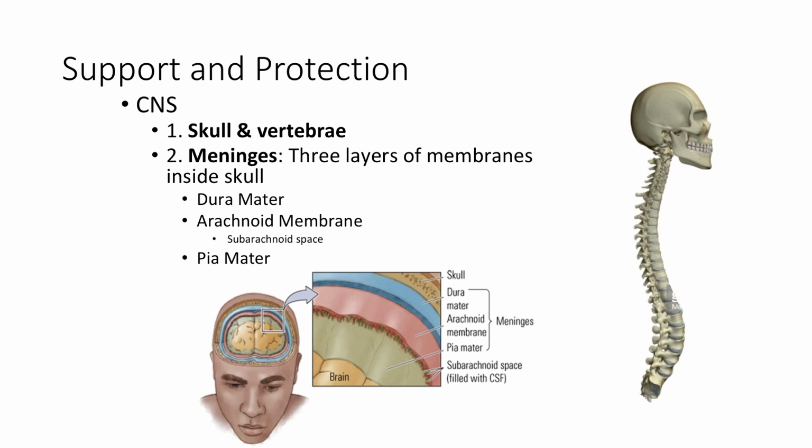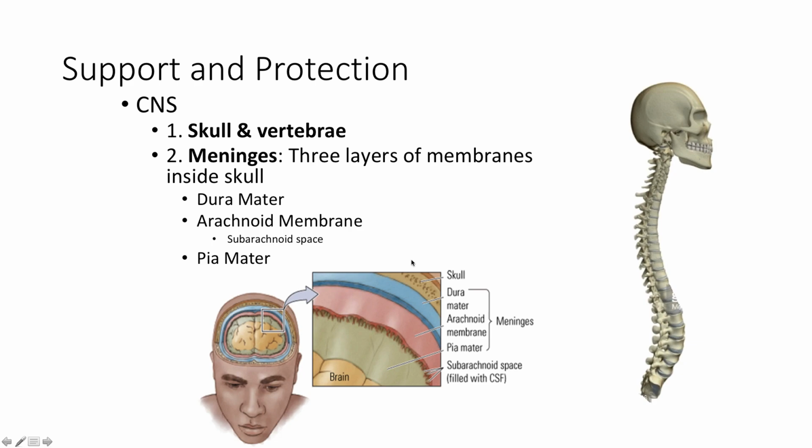So let's go over the first two first. The skull and the vertebrae, we all know what that is. Here you see our beautiful skull. It is a bony structure around our brain. And then we have the vertebrae, which is a bony structure around the spinal cord.